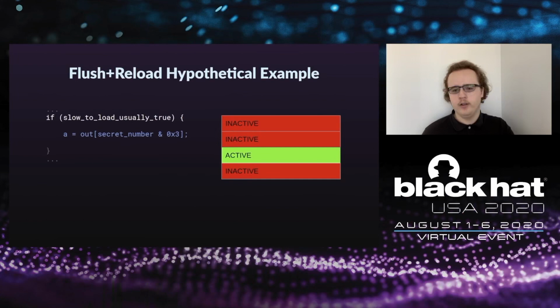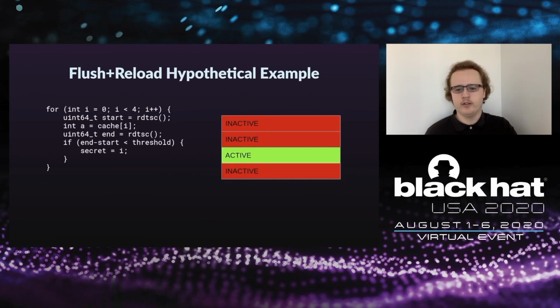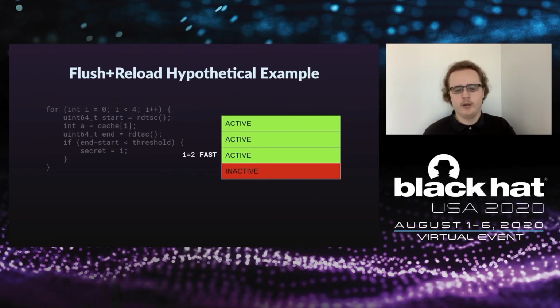Now, eventually, the load will come through, and the processor will realize it misspeculated, and will throw away all the architectural state, but leave the cache line active. So we can come along later and measure how long it takes to actually access all of these, and we'll find that the first 2 are slow, but the third one's really fast because it's already in cache. And so with this, we can leak that at least the low 2 bits of our secret number are 2.